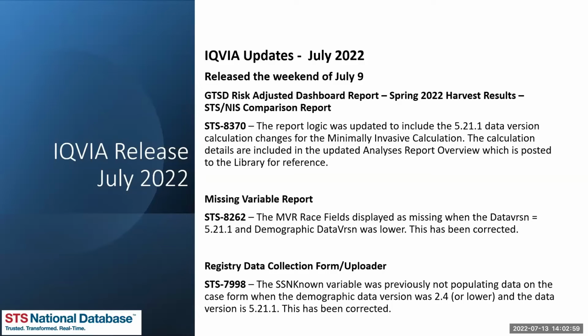And then on the uploader, or if you do direct data entry, STS 7998, the social security number known variable was previously not populating data on the case form when the demographic version was 2.4 or lower, and the data version was the current one, 5.21.1. So if you had been experiencing that issue, that has now been corrected.